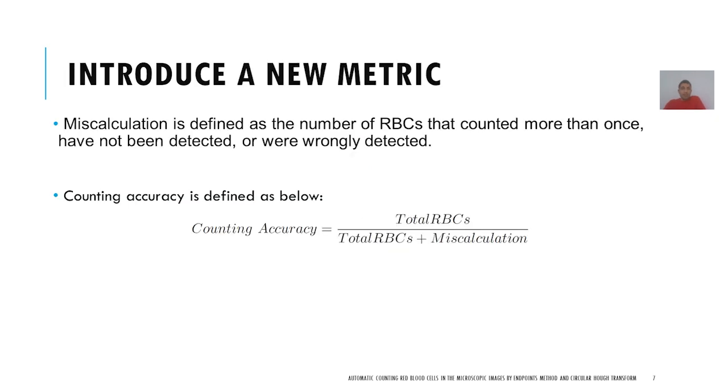We define a miscalculation as the number of red blood cells that have not been detected, wrongly detected, or counted more than once. Therefore, the equation of the counting accuracy is defined through the number of miscalculations as shown.